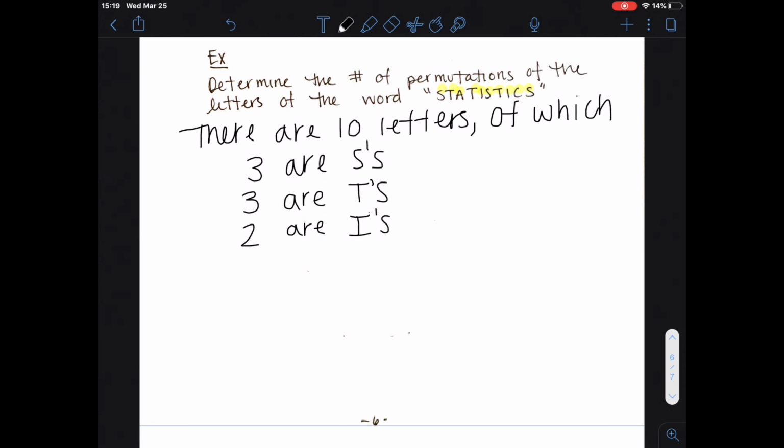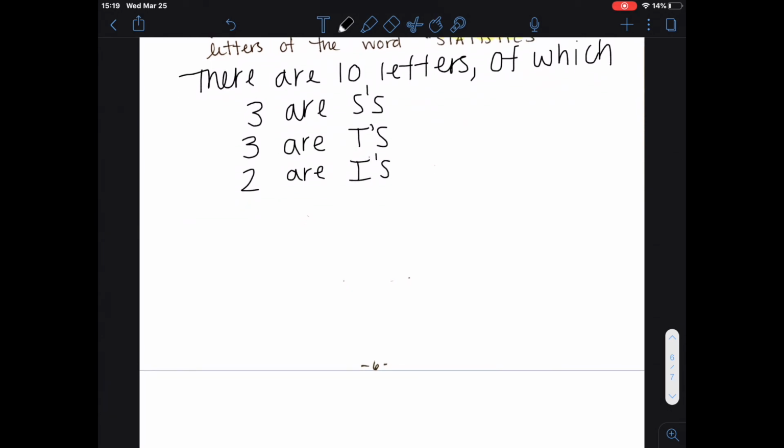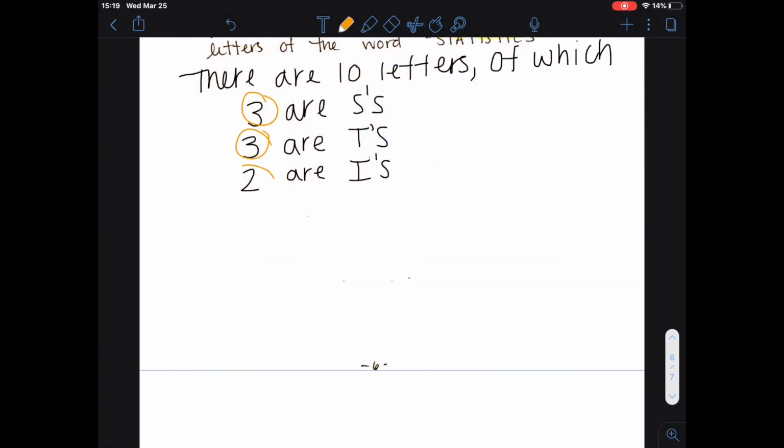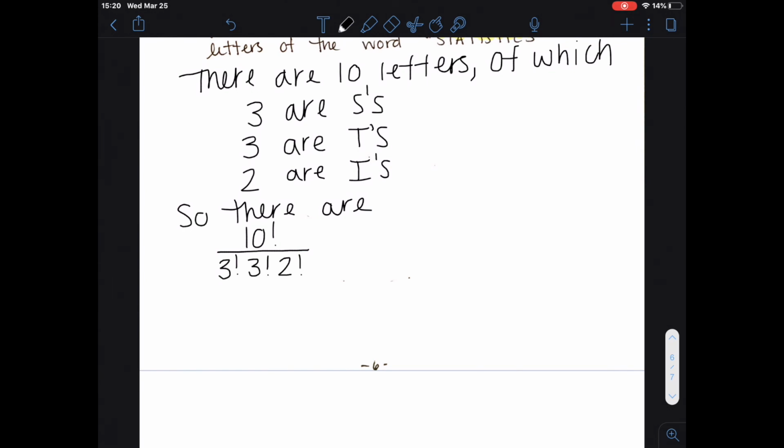So what we want to do is there's 10 factorial ways to arrange the letters. We're going to divide out by each of these factorials. Okay? So there are 10 factorial, and we're going to divide out by those repetitions. So 3 factorial, 3 factorial, and 2 factorial. So you count how many repeats there are, and you divide by that factorial. So let's try to simplify this. You can plug it into a calculator if you want.